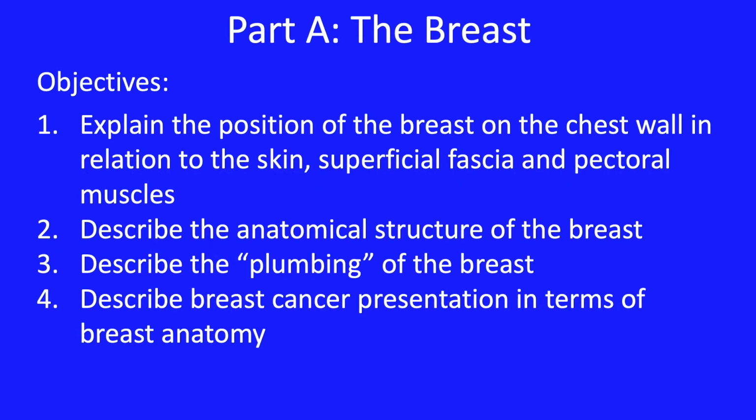This description of the breast brings me to the four objectives that we will describe in this short introduction of the breast. At the completion of this lecture, you should be able to: 1. Explain the position of the breast on the chest wall in relation to the skin, superficial fascia, and pectoral muscles. 2. Describe the anatomical structure of the breast itself. 3. Describe the principal lymphatic drainage of the breast. And 4. Describe breast cancer presentation in terms of breast anatomy.